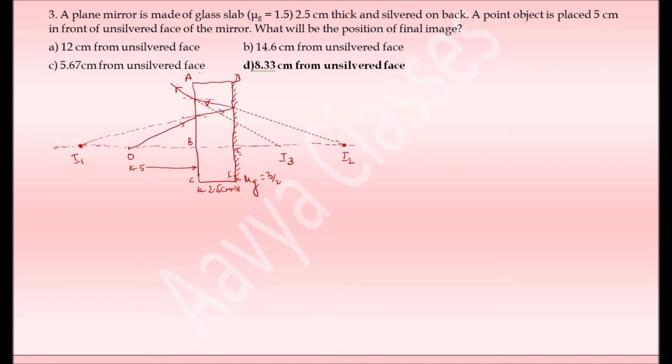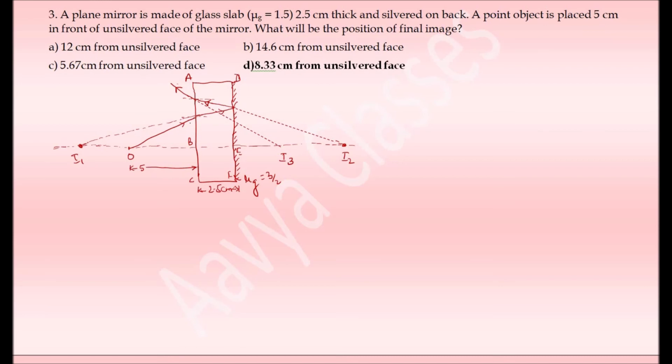So here the figure has already been drawn. If you see here, this is the glass slab and it has thickness 2.5 cm and its one surface is silvered. Now an object is placed 5 cm from its first face.